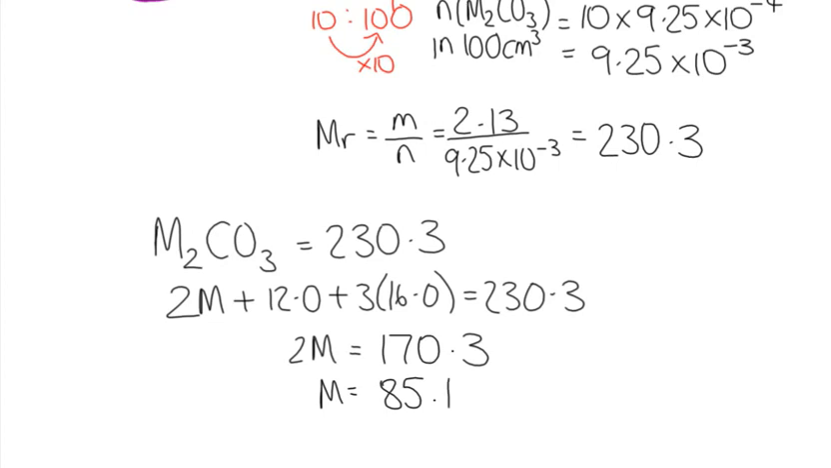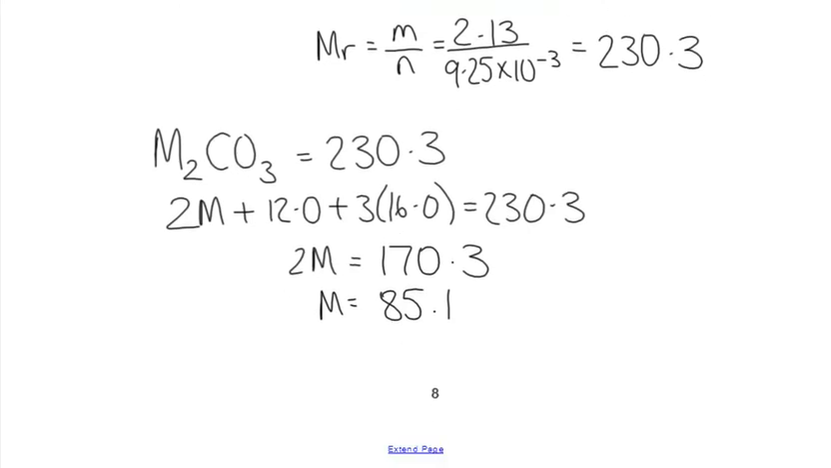And then if we go to our periodic table, we could use our periodic table to locate this, and if you do, you should find that M is rubidium, and that makes sense because it's in group 1, and something in group 1 would make a carbonate with the formula M2CO3.